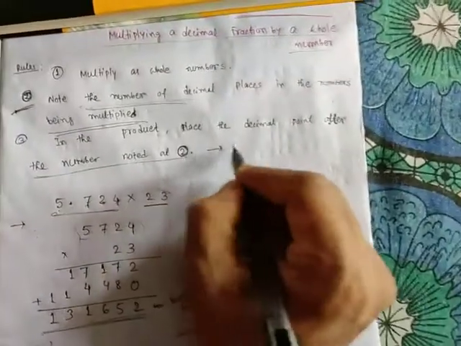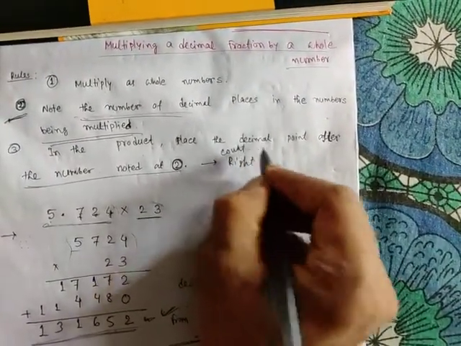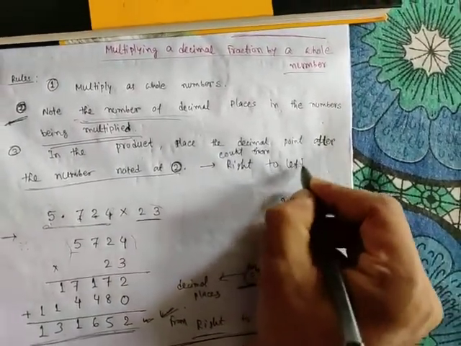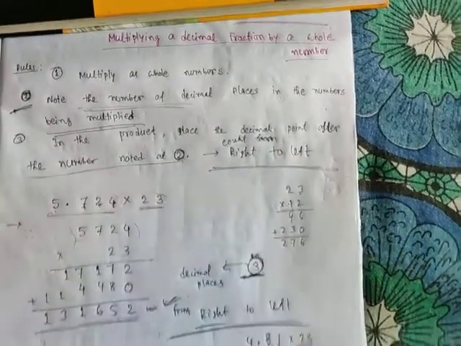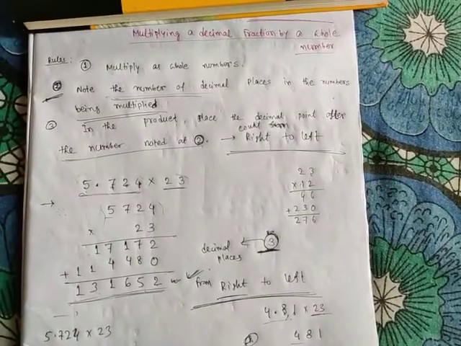So here I am counting from right to left. Count from right to left. Clear? So I hope you can do the rest of the sums.